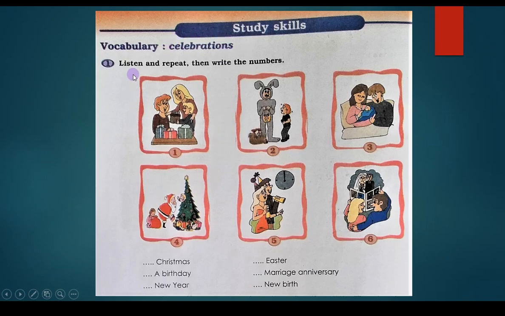So firstly, please try to listen to me carefully and repeat after me. Then let's link each picture with its celebration.